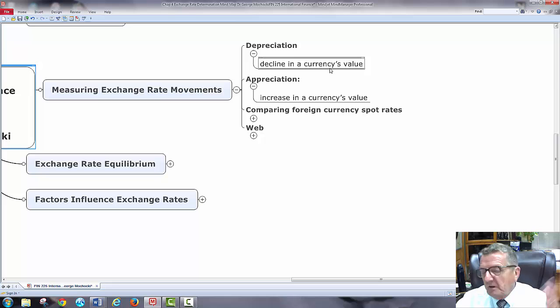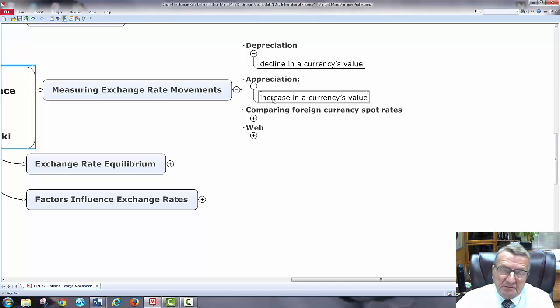Okay, let's see. Depreciation is a decline in the currency value. So the currency is not worth as much. It depreciates down. It could be because of inflation or other economic factors that are affecting it. Now, appreciation is an increase in the currency's value. The value of the currency goes up.